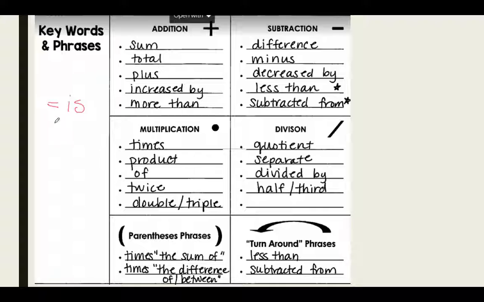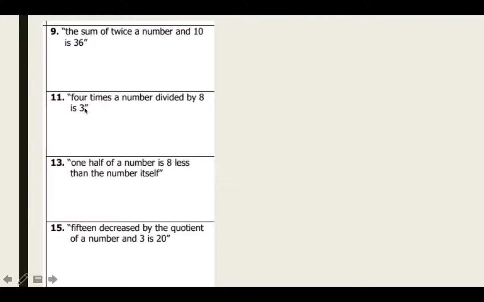Equals means the same thing. So "is" means an equal sign. Okay, the sum of twice a number. Sum of twice a number. So twice a number and 10. Add 10 is 36. So equals 36, "is" means equals.